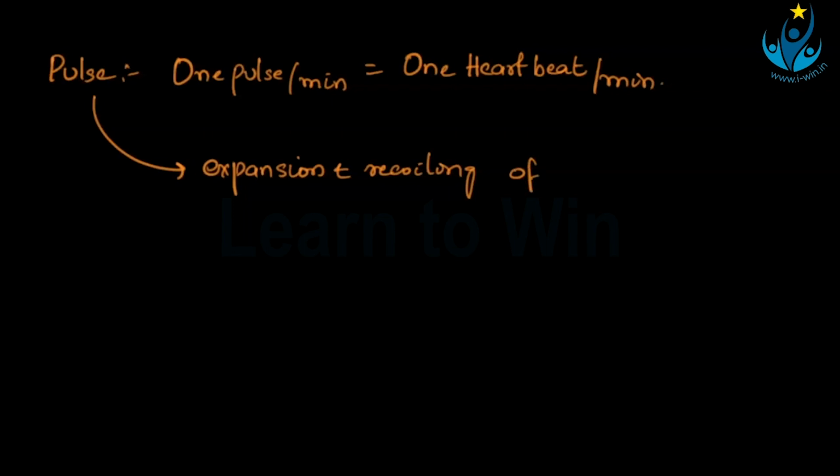when there is ventricular ejection. When the blood is pushed into the arteries, there will be expansion, and then when the ventricle is relaxing, there will be recoiling. So this creates a pulse. Each time a cardiac cycle happens, there will be arterial expansion and recoiling, right? So that's why we can say pulse is equal to the heartbeat. So this is your cardiac output, pulse and blood pressure.